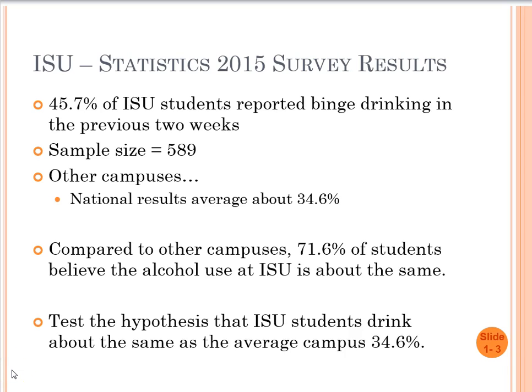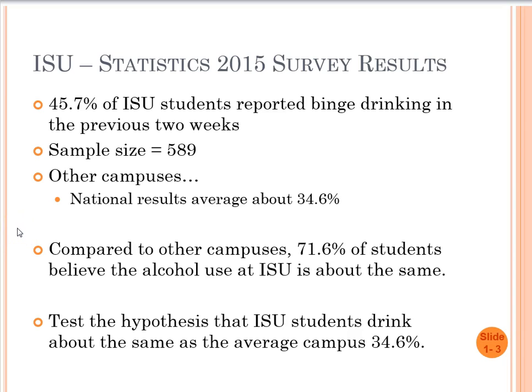So here's an example of what a one proportion test might look like. This is statistics from ISU that I gathered from a 2015 survey. And again, they do this survey across campuses in the US. The national average is 34.6% of students who reported binge drinking in the previous 2 weeks. Now for ISU, they sampled 586 and found that 45.7% of ISU students reported binge drinking in the previous 2 weeks.